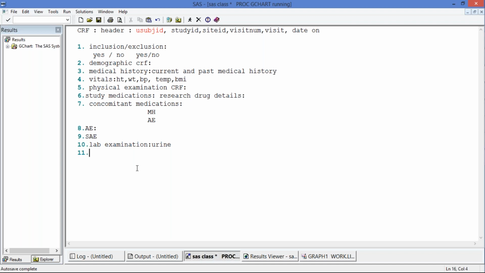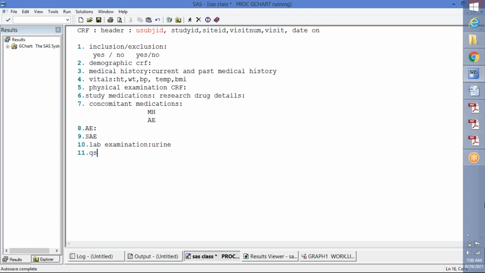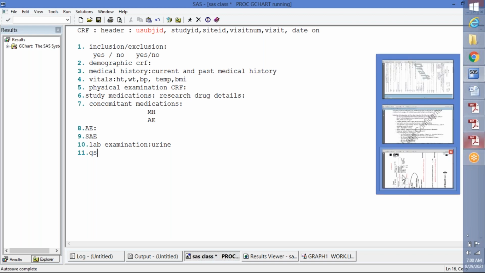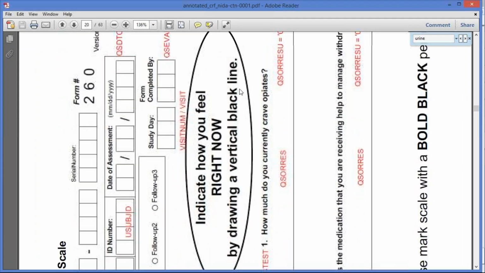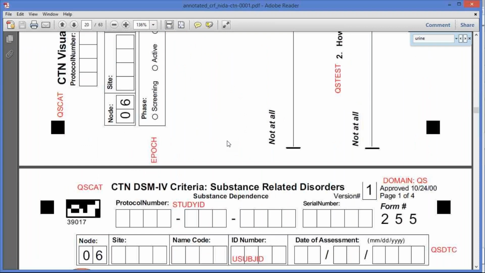The 11th one is questionnaires. Different questionnaires that you collect. It depends upon the protocol, of course. If the protocol states this question to be collected, we'll collect that question. You can see the questionnaires. As per this study, we have different questions.